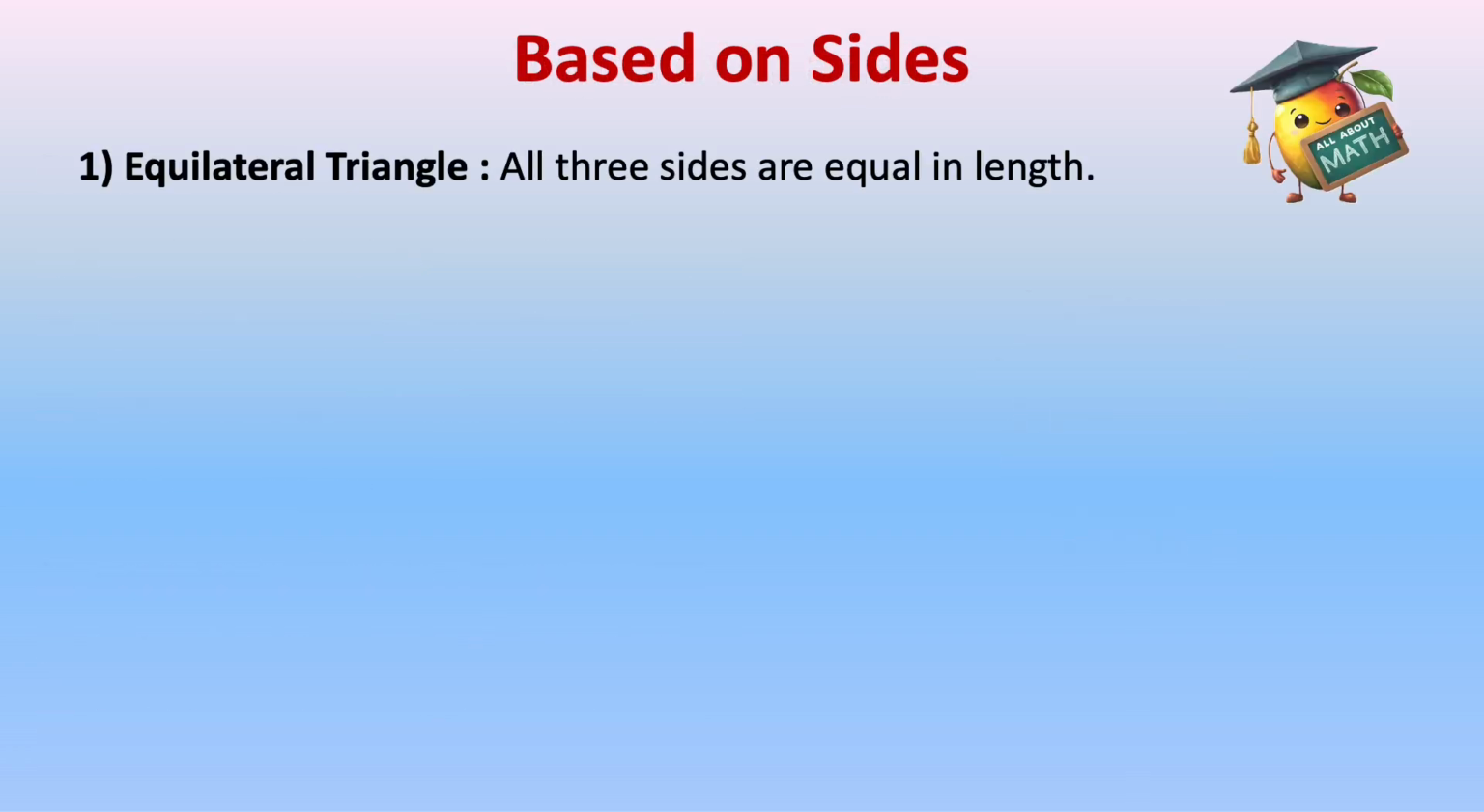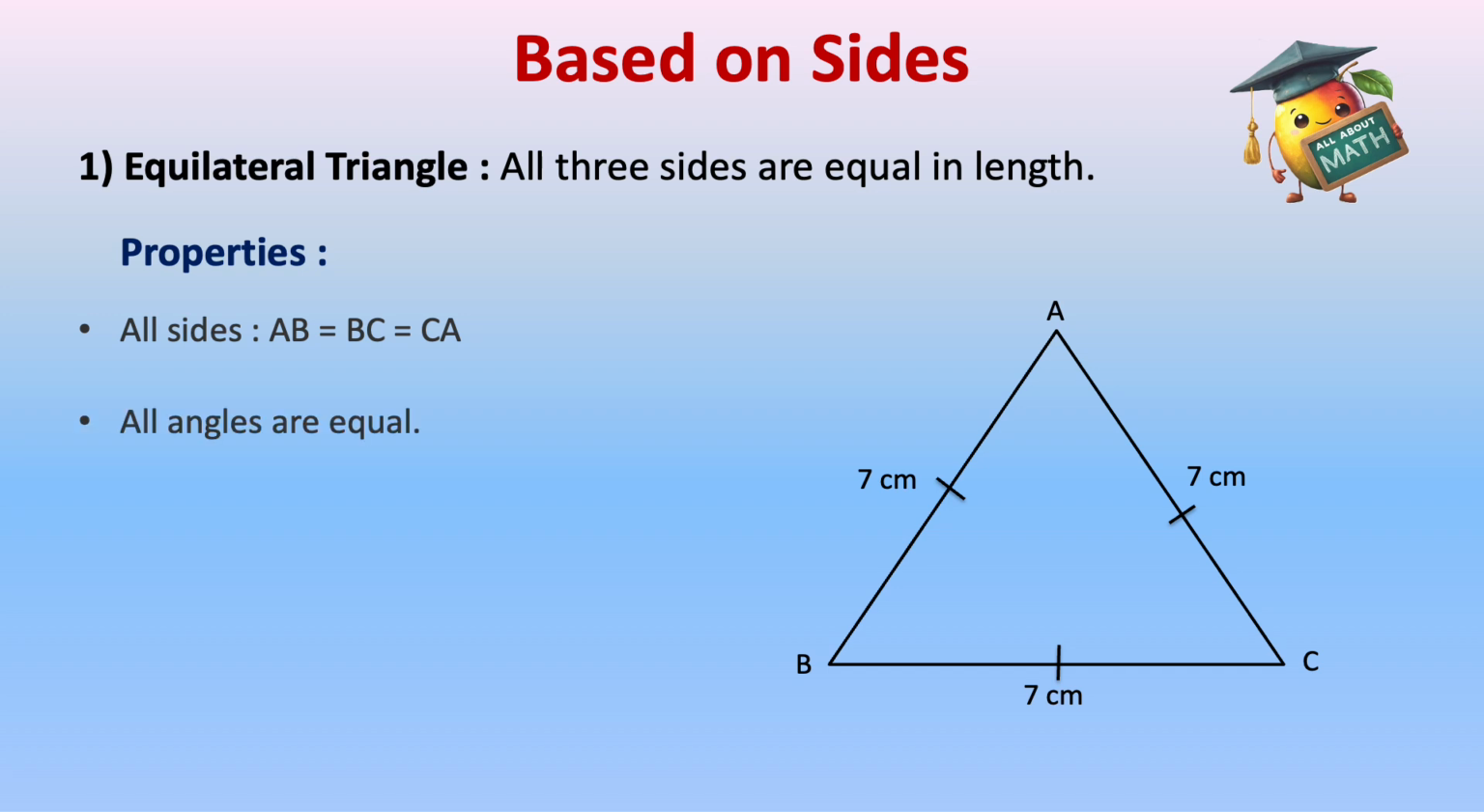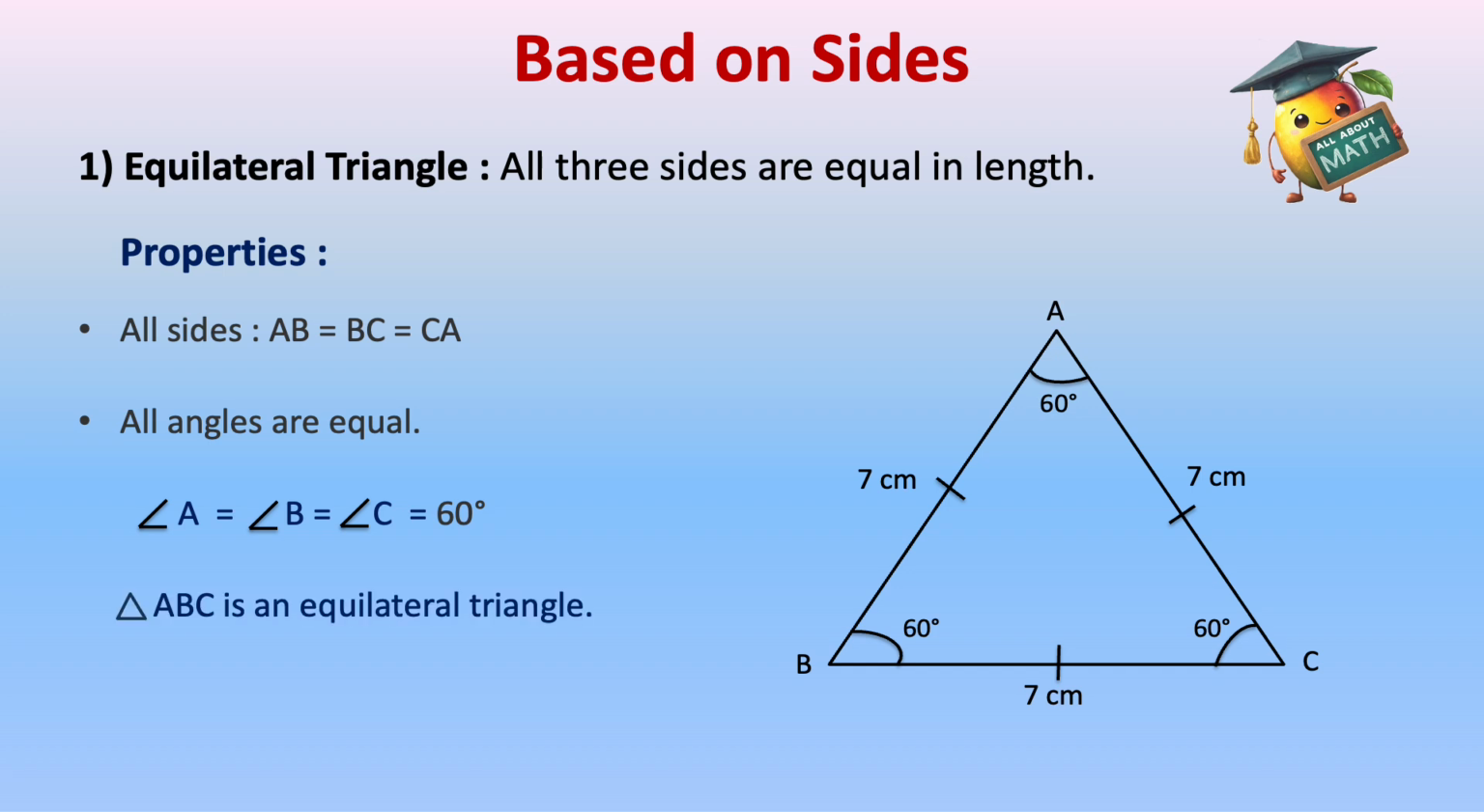So first we have the equilateral triangle, which is based on sides. All three sides are equal in length. So we have triangle ABC here, where all three sides are the same length, that is 7 centimeters. So the first property is side AB is equal to side BC is equal to side CA. All angles are equal. So here you can see angle A, angle B, and angle C. All are equal, and they are equal to 60 degrees always. This is another property. And we can say that this triangle ABC is an equilateral triangle because all sides are equal, all angles are equal.